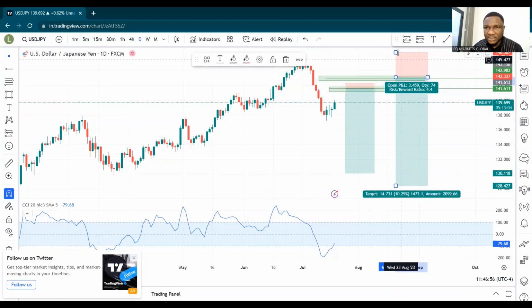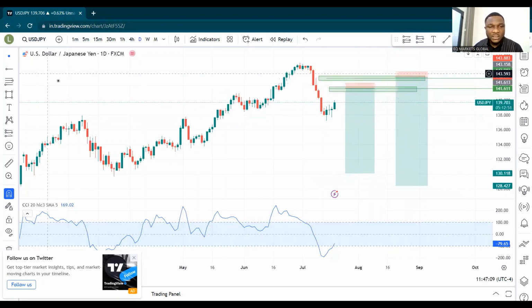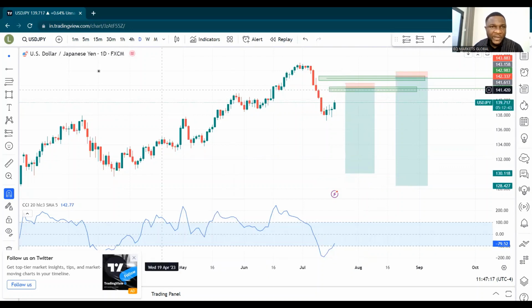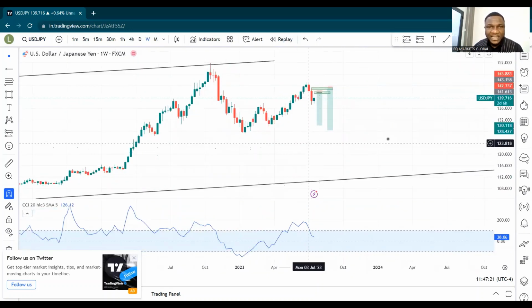Of course, around this area again, and of course I'll be having a very tight stop, right? I'll be having a very tight stop around that level. So these are my 2 and 3 levels to sell USDJPY, okay? Around 141.611 or around 142.983.